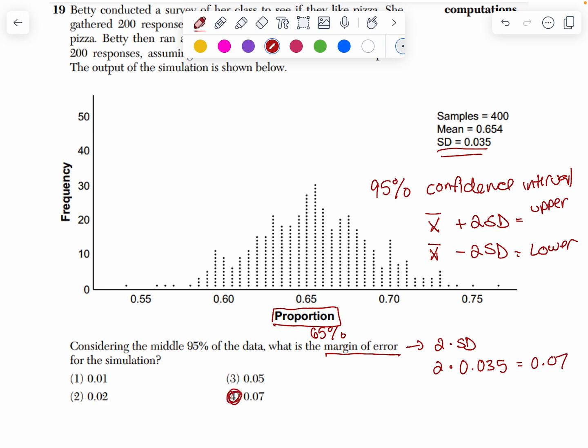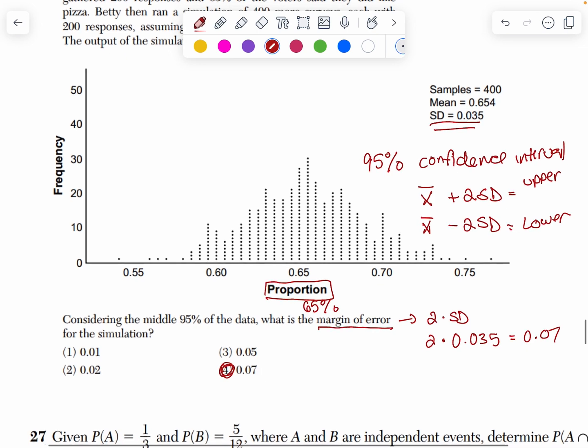Now, we can also use this 2 times standard deviation to help me find my 95% confidence interval. Because if I take my mean of 0.654 and add this margin of error, I get the upper bound of what a typical value would look like. So it would not be surprising to me to see a value as high as 72.4%. It shouldn't surprise me because that's what the margin of error does. It allows me to create a range of typical values.